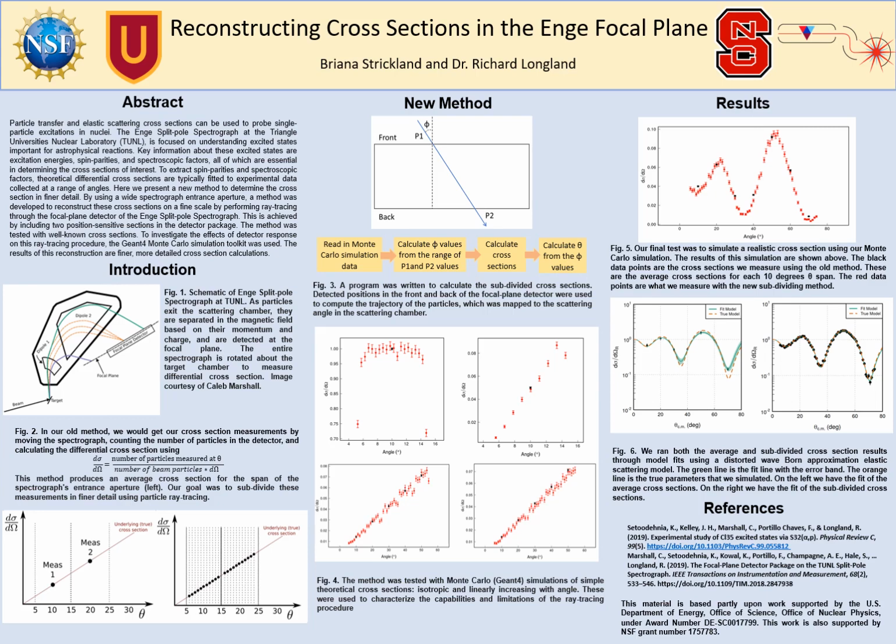The green line is the fit line with the error band, and the orange line is the true parameters that we simulated in GEANT4. For the subdivided data, we see much more agreement than with the average data. You can barely see the green error band, which is really exciting.